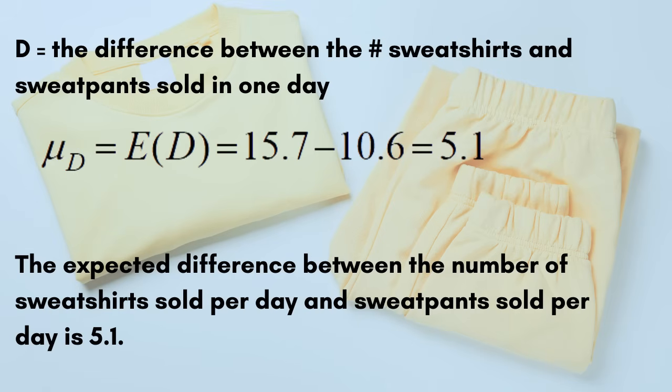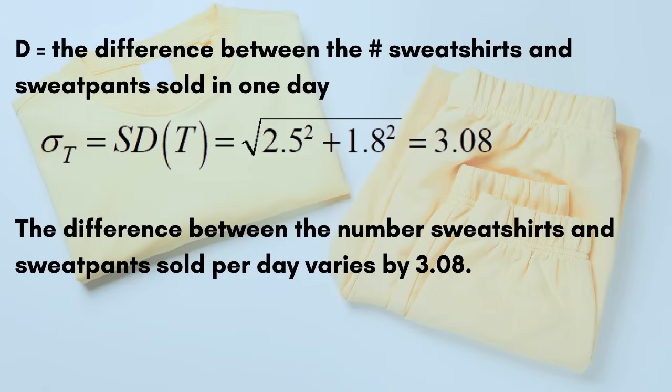Now what about the difference? If we said, all right, let's introduce another random variable, D, the difference between the number of sweatshirts and sweatpants that Gavin sells. Well, subtraction. All you gotta do is subtract the means. That's really simple. 15.7 is how many sweatshirts minus 10.6 how many sweatpants. So we get an expected difference, or a mean difference, of 5.1. Really, really simple. But what about the standard deviation?